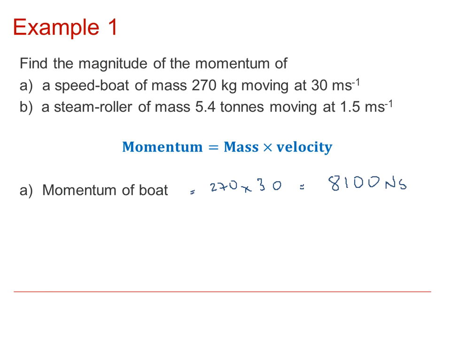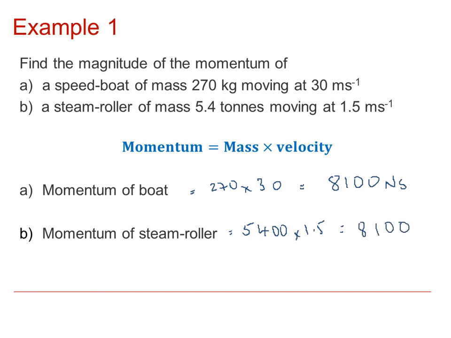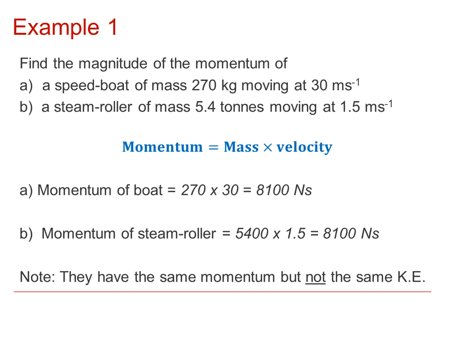On the other hand, the steamroller, that's 5.4 tons. Now we've got to work in SI units, so we need to convert that first of all to kilograms, so that's 5,400. And we're multiplying that by 1.5. And that again gives us 8,100 Newton seconds. So here you can see that both these objects have got the same momentum. One of them relatively small mass but large velocity, and the other one a very large mass but small velocity. They may have equal momentum, but they certainly won't have the same kinetic energy.